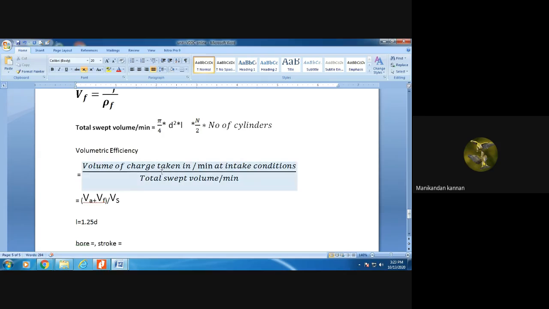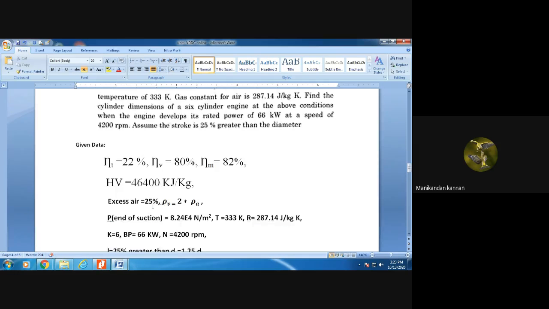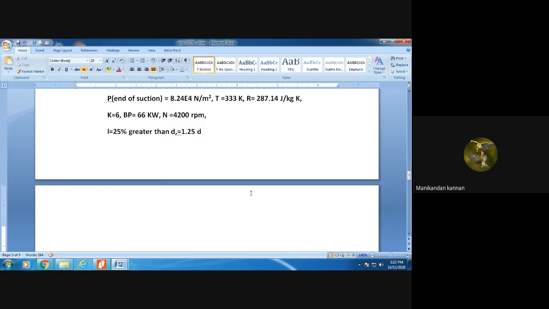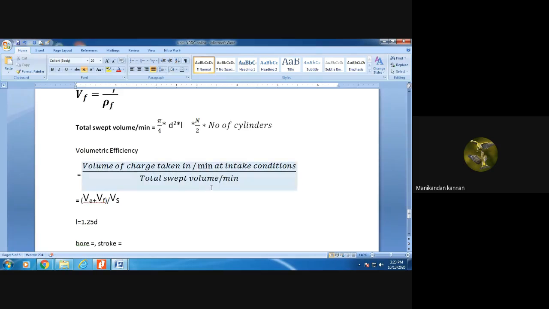For finding out volumetric efficiency, there is another formula, instead of using this: VA by VF divided by VS. For this VA and VF, we are calculating this. Actually, the volumetric efficiency is given. If the volumetric efficiency is not given, you will not be able to proceed with this problem. So at last, this logic should come into the picture.